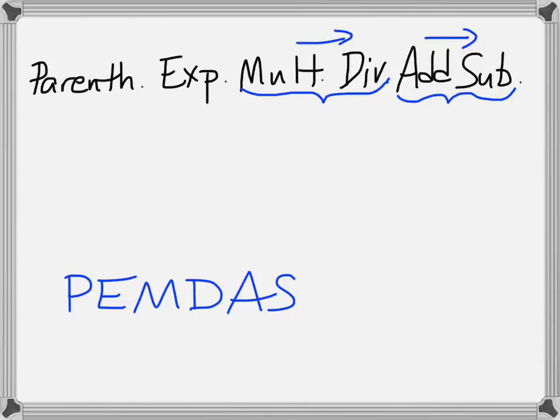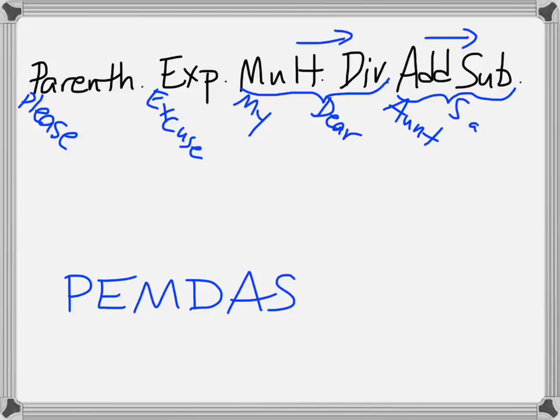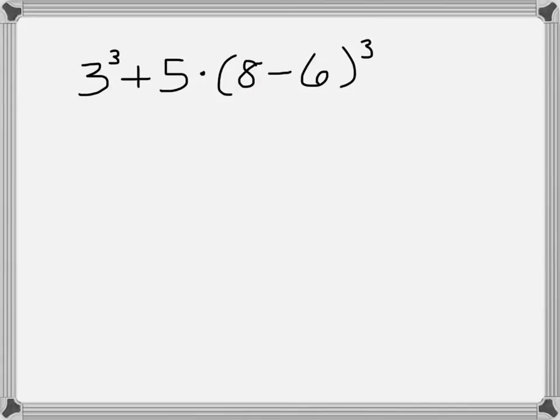Another way to remember is, again, taking the first letter of each word, but making a new word from each letter. So we have please, excuse, my dear Aunt Sally. So that's another little clever way to help you remember the order of operations. Now let's look at some more difficult order of operations problems.